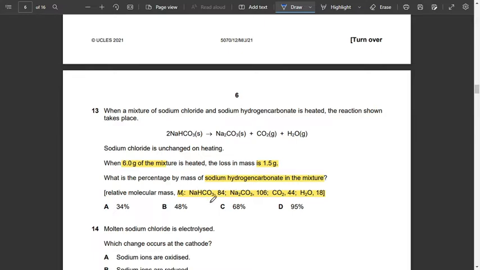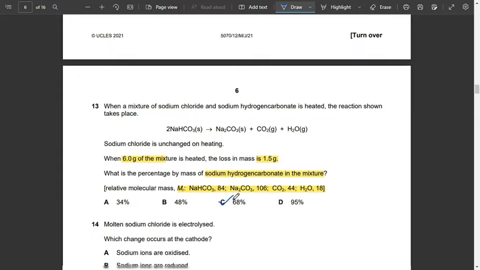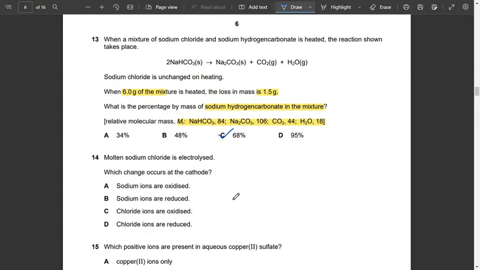So MCQ number 13, since I've already calculated it, its answer was 68%. Moving on to MCQ number 14. Molten sodium chloride is electrolyzed. Which change occurs at the cathode? So here we are considering molten sodium chloride, which means no water is involved. Molten sodium chloride means pure sodium chloride in liquid form, that means it's melted.